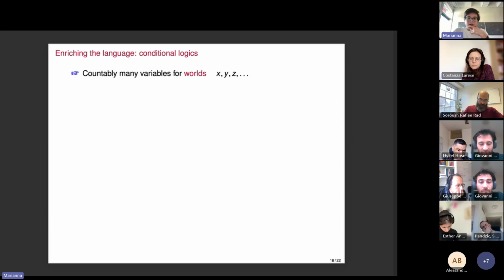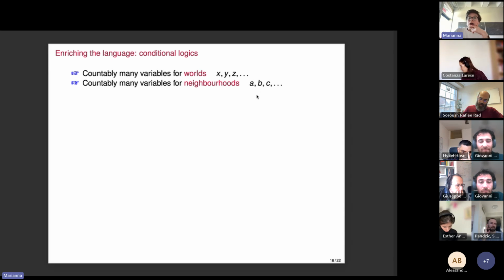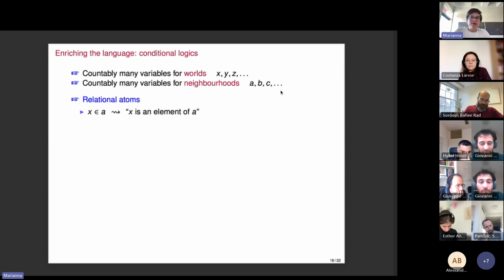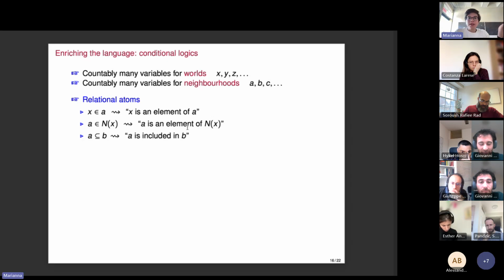So as before, we start with countably many variables for worlds, but now we will also have variables for our neighborhoods. And the relational atoms, well, now we will have things that talk about neighborhoods. So we will have things such as x belongs to, x is an element of A, A belongs to a system of neighborhoods N of x, A included in B, and that's it.